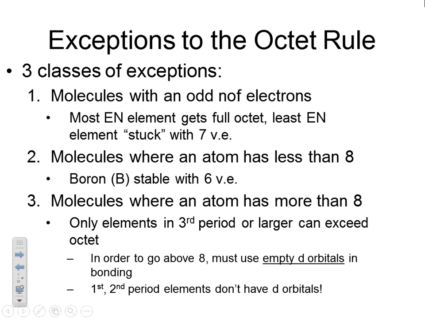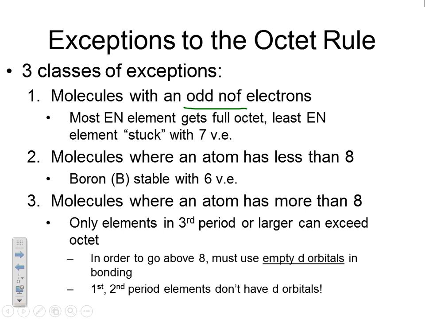When is it okay to not follow the octet rule? Because like I said, we're going to follow it as often as we can, but we understand that there are times that we just can't. So we have three types of exceptions. First of all, it's entirely possible to have a compound that has an odd number of electrons in it.